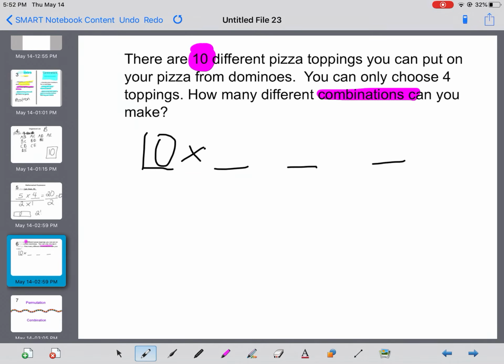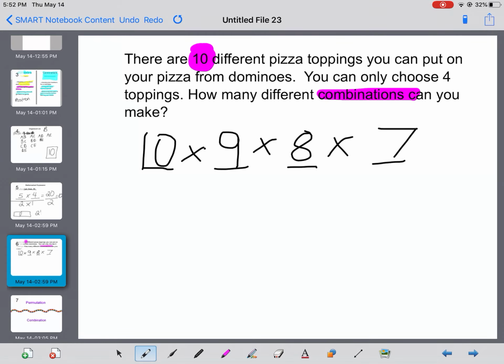Then, because I picked one, let's say I pick mushrooms, there's only 9 left for me to choose from. I pick green peppers, and then I have 8 choices left. And then I pick, let's do ham, and then I have 7 choices left, and I'm going to pick bacon. So this is me figuring out how many different arrangements I could have.